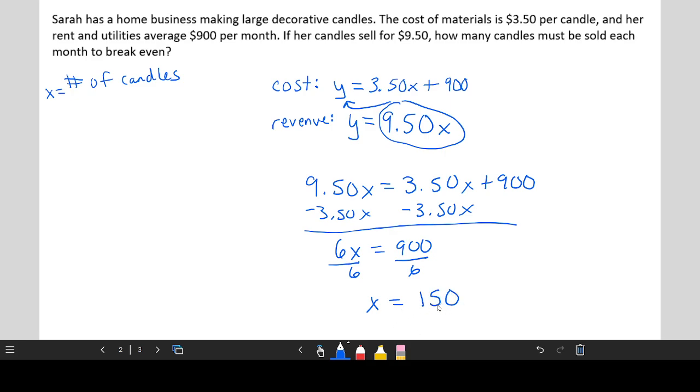x is 150. I always like to make sure I'm answering the question. In a word problem, it says how many candles. That was the value of x we determined. And so she needs to sell 150 candles each month just to break even.